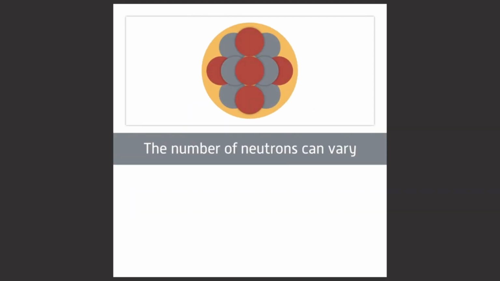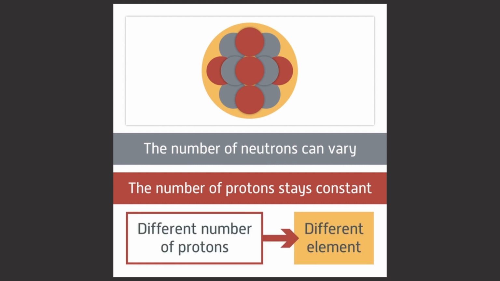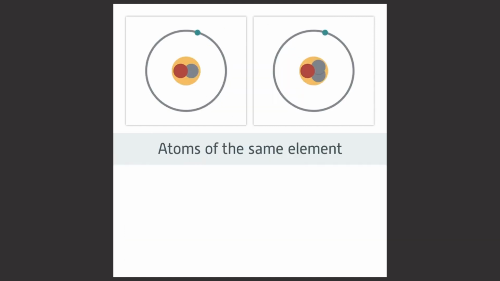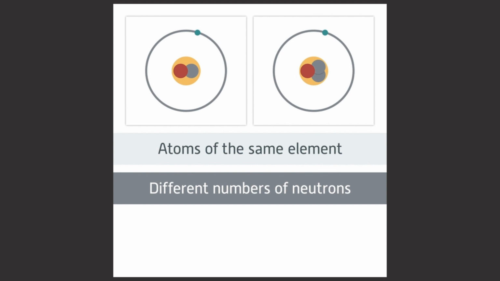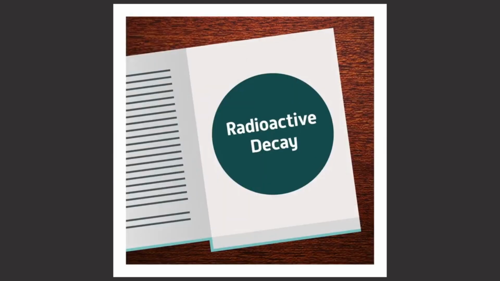For a particular element, the number of neutrons in the nucleus can vary, but the number of protons stays constant. Remember that if an atom has a different number of protons, then it is an atom of a different element. Atoms of the same element that have different numbers of neutrons are called isotopes of that element. Now we can turn to radioactive decay.